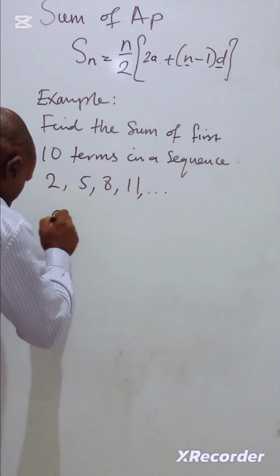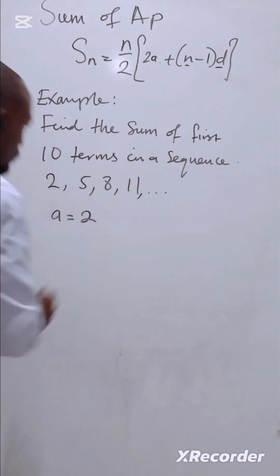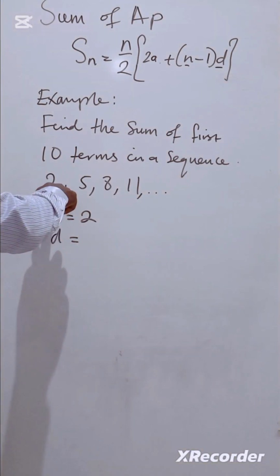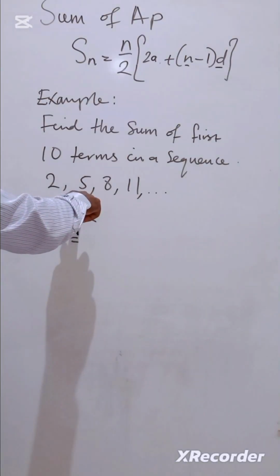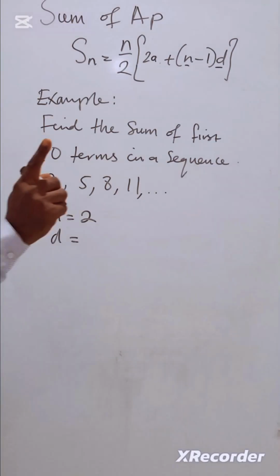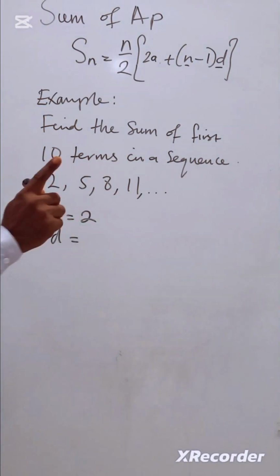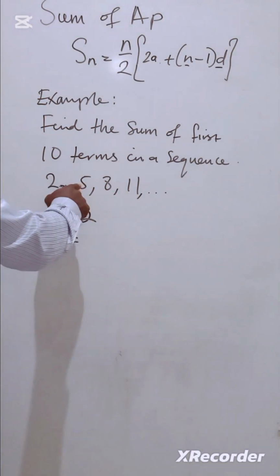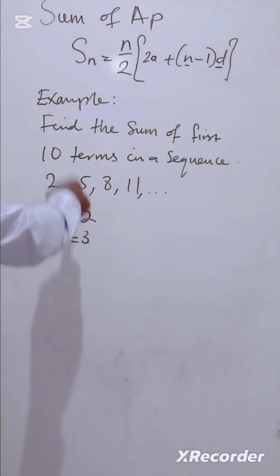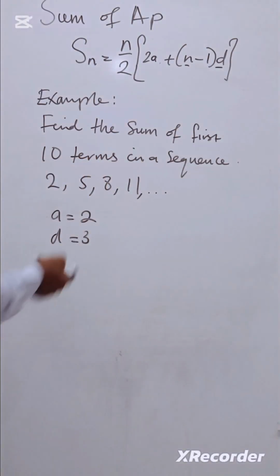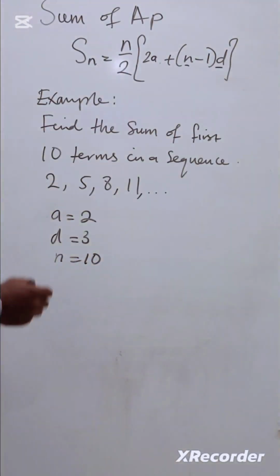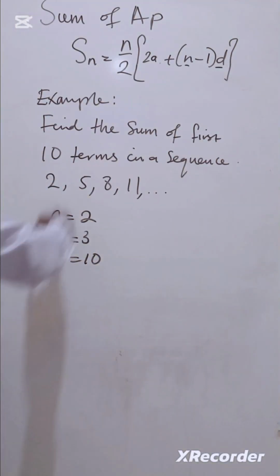So the first term a is equal to 2. The common difference d is equal to the difference between 2 and 5, which is also the difference between 5 and 8, which is also the difference between 8 and 11, because it's an arithmetic progression, that difference is constant. So the difference between 5 and 2 is 3. Therefore, the common difference is 3. Find the sum of the first 10 terms. n, which is the number of terms, is equal to 10. And so because these values are provided, we are going to apply this formula.